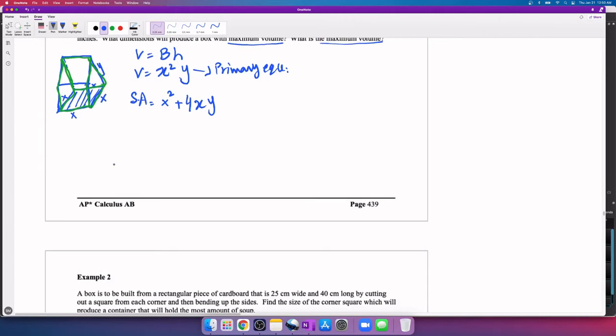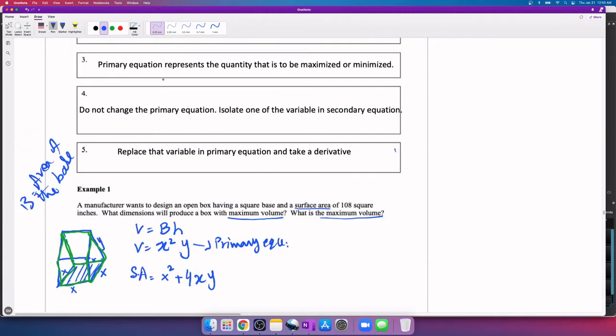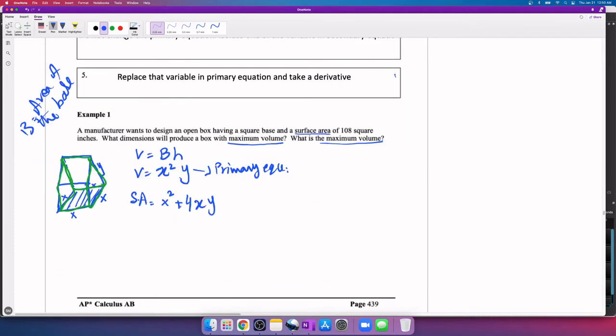So now what do we do? Next step: the primary equation represents a quantity. We've already said that. Do not change the primary equation. The primary equation was that one. I'm not changing it at all. I'm not touching it. Isolate one of the variables in the secondary equation. So this is my secondary equation, and I'm going to isolate y because y looks easier, because I have two x's and that one is squared, so it would be hard. Let's do y.